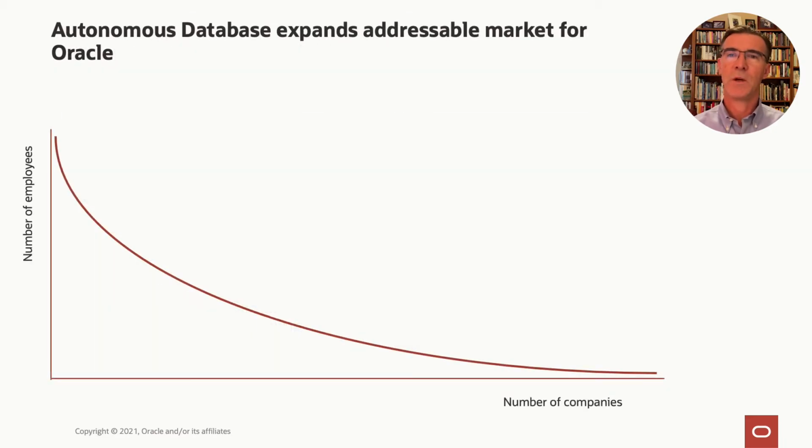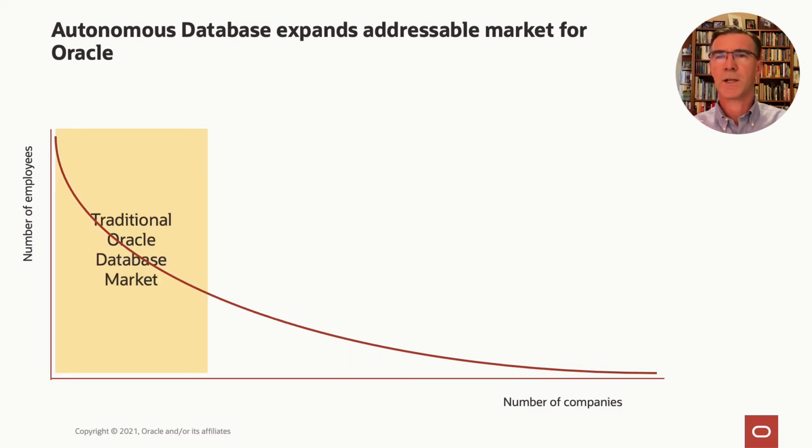But we must keep in view the fact that Autonomous Database expands the addressable market for Oracle. If we draw a graph of the size of a company on the y-axis, for which number of employees is a reasonable proxy, against the number of companies of that size on the x-axis, it would look something like this. There are relatively few very big companies with tens or hundreds of thousands of employees. And there's a very large number of smaller companies. These are SMBs, small or medium businesses, or perhaps individual departments or lines of business with their own budgets in large companies.